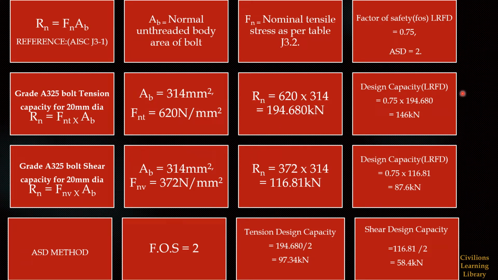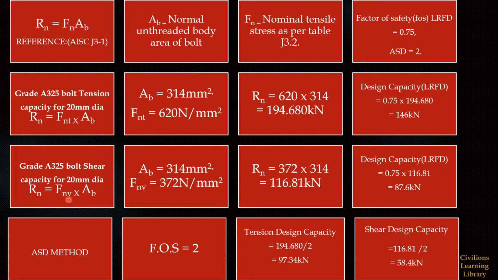So for calculating LRFD we have to use the factor of safety 0.75. Multiplying with 0.75 we get the value of 146 kilonewton. This value is for a 20 dia bolt of grade A325. Same, we can calculate for shear for a 20 dia bolt.